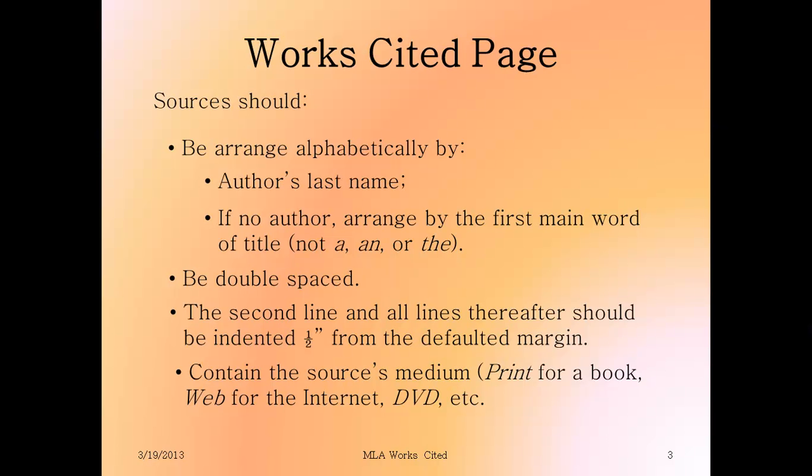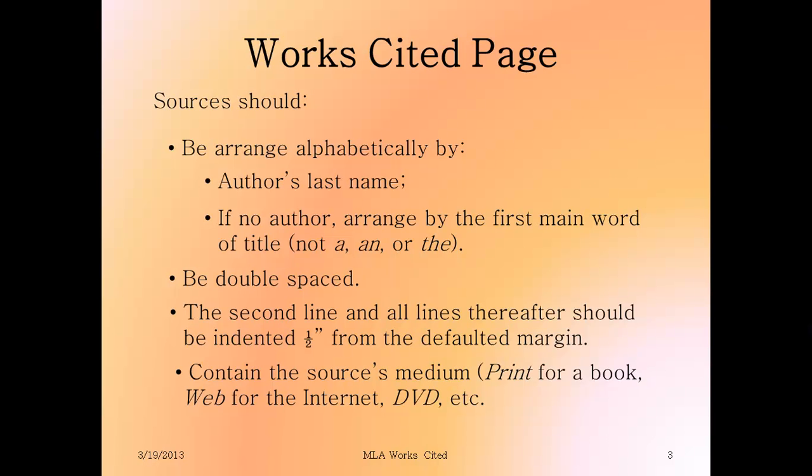So this slide gives you details on how your Works Cited page should look, how you should arrange your sources on the Works Cited page. Your sources should be organized alphabetically. You should alphabetize them by the author's last name. But if you don't have an author's last name, or if you don't have an author at all, then you arrange them by the first main word in the title. So for example, if the title of an article is The MLA Format, you'd alphabetize it by MLA, not the word the.